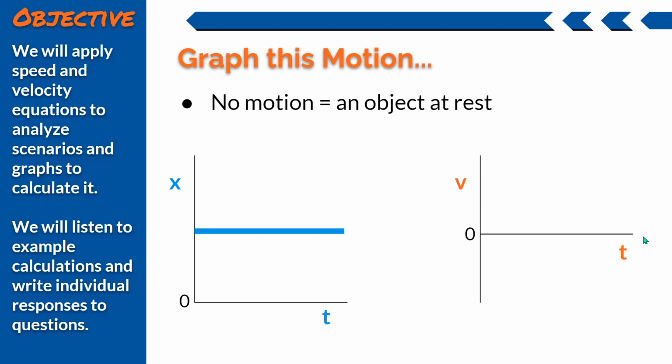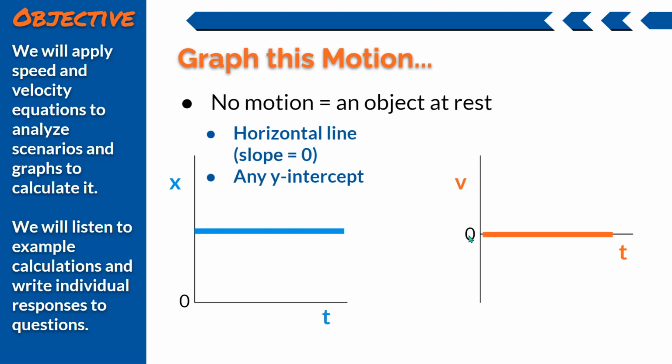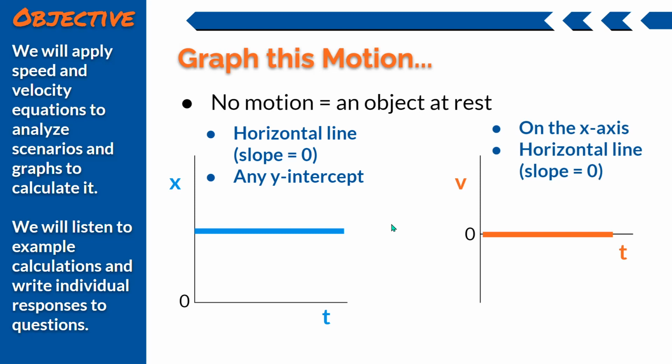On a velocity time graph, if I want to show that I'm at rest, that means I can't be moving. It means my velocity has to be 0. In order for me to have 0 velocity plotted on a velocity time graph, I have to have a horizontal line, but it has to be at 0. Okay, so on my VT graph, yes, it's a horizontal line, but it has to be on my x-axis where my velocity is 0. On my position time graph, it can be anywhere because this is simply showing my position doesn't change. Wherever I started is where I still am.